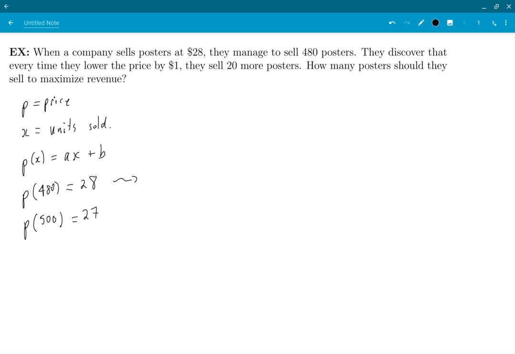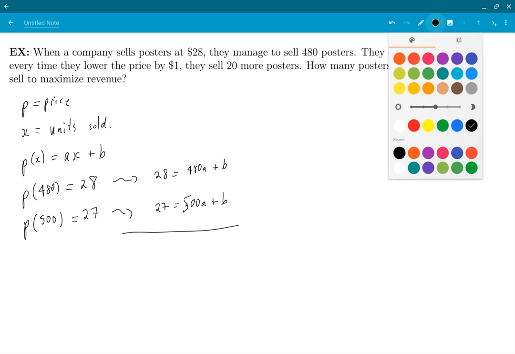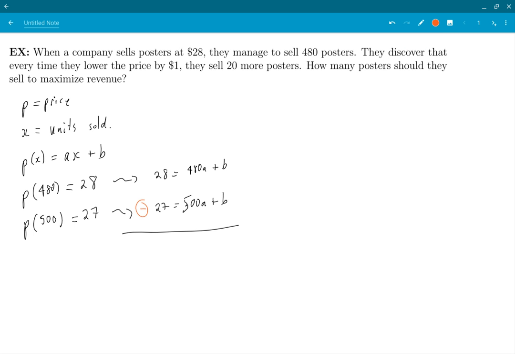So what do I get from these two data points? 28 is equal to 480A plus B, and 27 is 500A plus B. The easiest thing to do is just to subtract these two equations. So 28 minus 27 is 1, and 480 minus 500 is minus 20A. So I get A is minus 1 over 20.